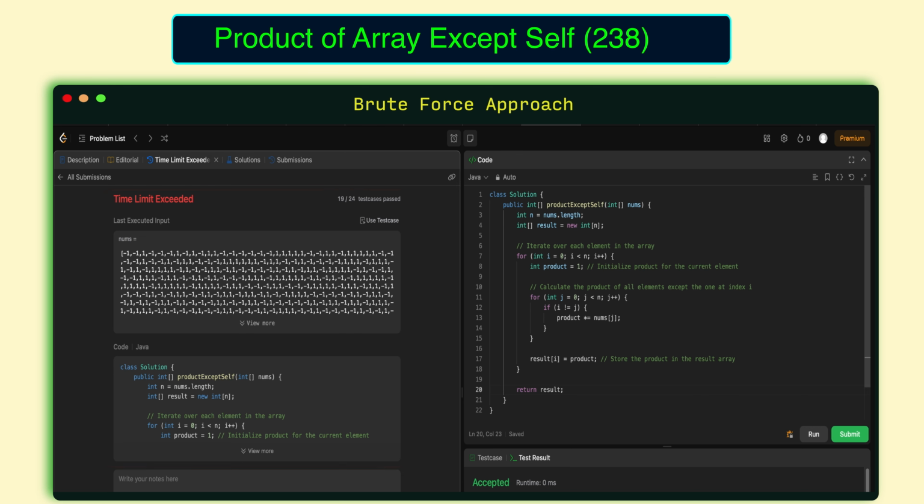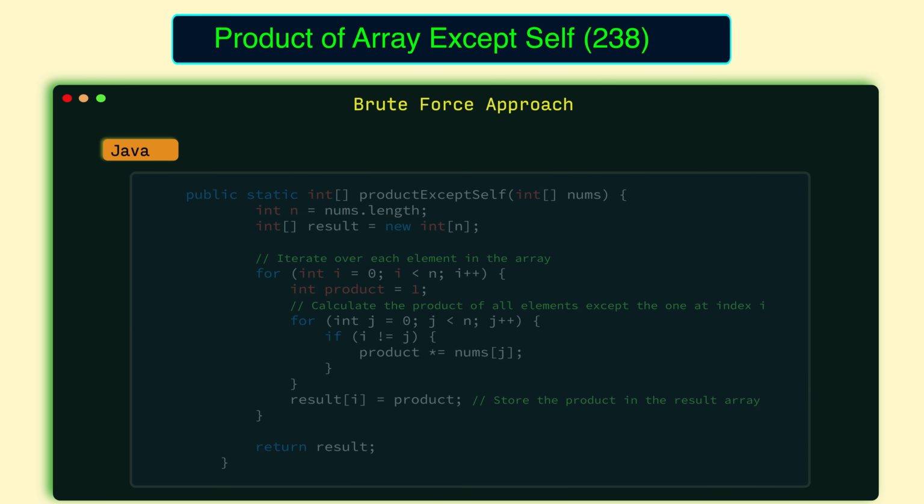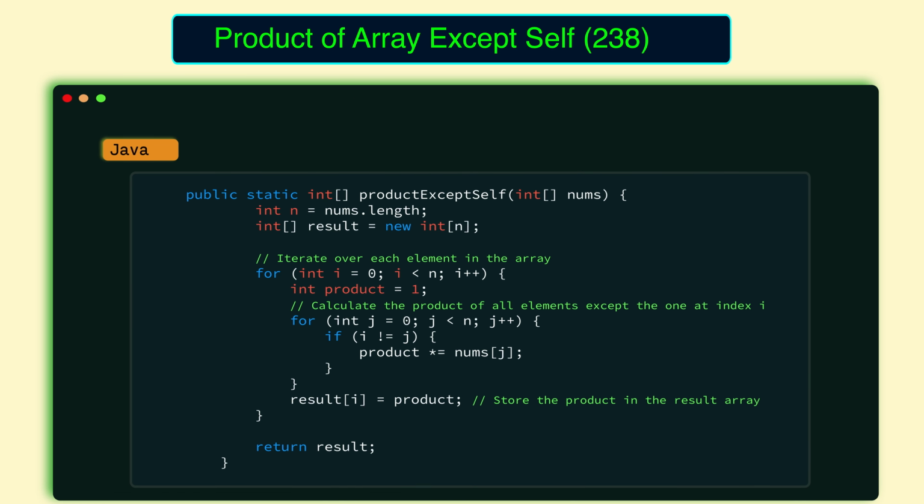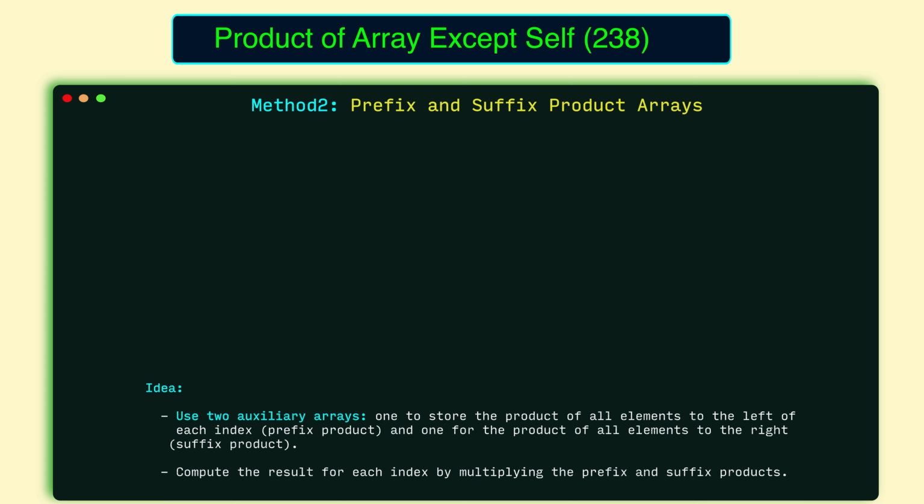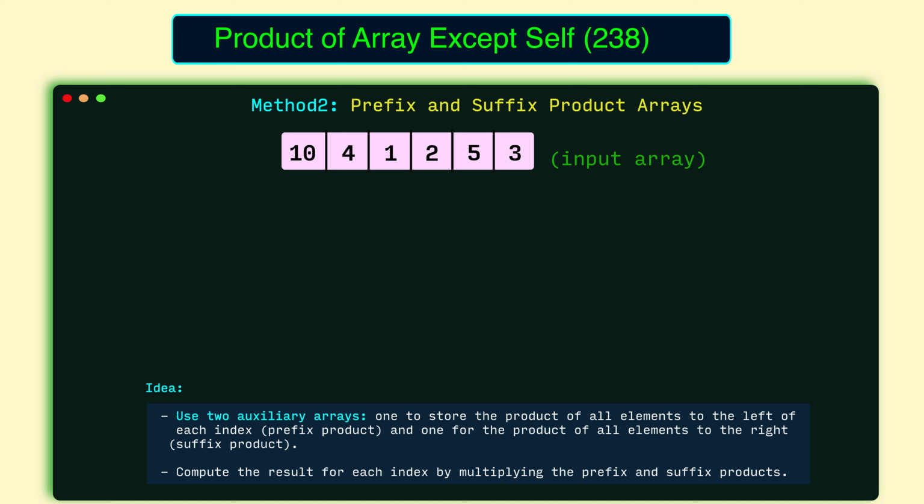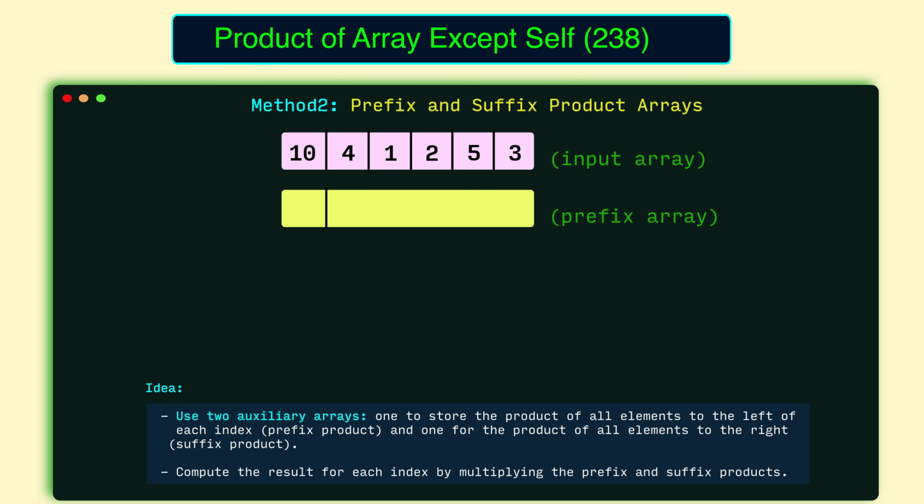To optimize our solution from O(n squared) time complexity, we need to avoid the nested loops. The idea is to use 2 loops independently without nesting them. In the first loop, we will calculate the product of all elements to the left of the current element, which we'll call the prefix product. Similarly, in the second loop, we will calculate the product of all elements to the right of the current element, which we'll call the suffix product.